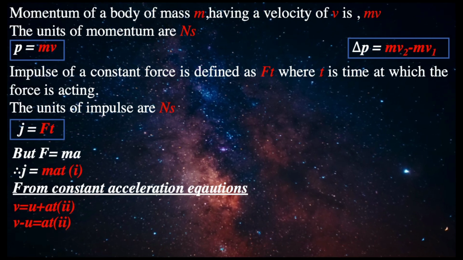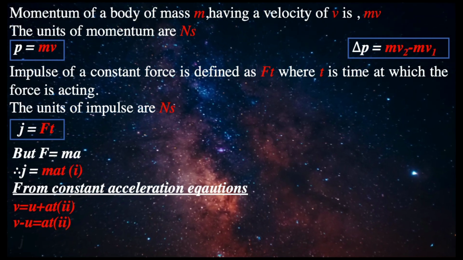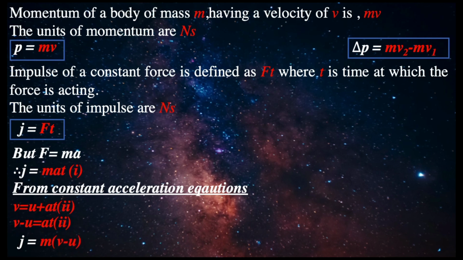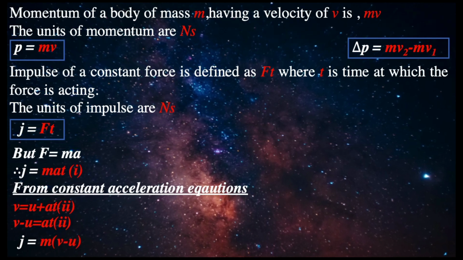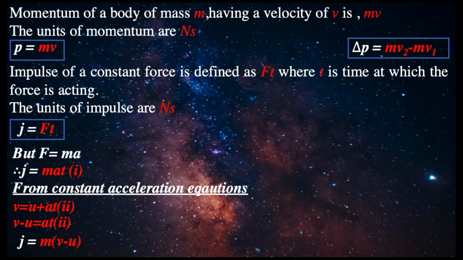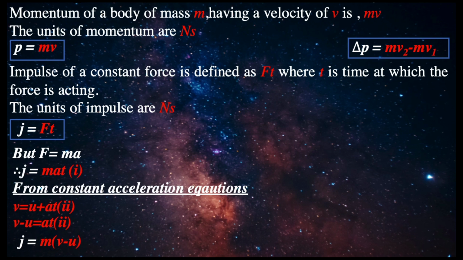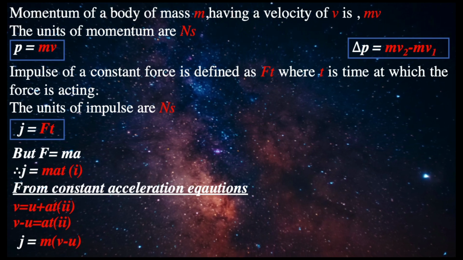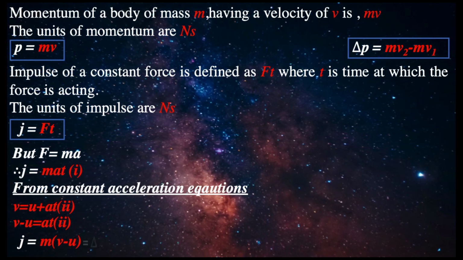Now we can substitute equation number 2 into equation 1, meaning we're going to have J, which is impulse, as m(v minus u). So as you can see, impulse is the same as change in momentum, because this is the same as m(v2 minus v1). Okay, so now we have everything we need. Let's start with the questions.